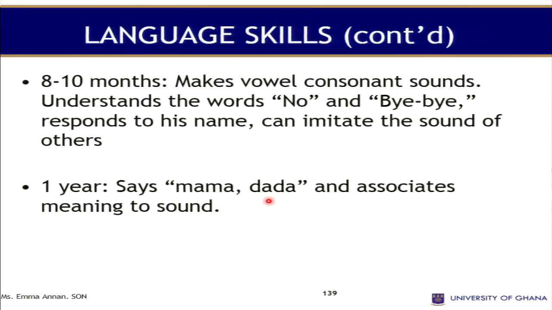Still on language skills, at 8 to 10 months, the child can make some sounds. The child understands words like no and bye-bye. They respond to their name. They can imitate the sounds of others. At 1 year, the child can say mama, dada, or associate meaning to sound. Some of them, around 7 or 8 months, are able to say mama or dada.